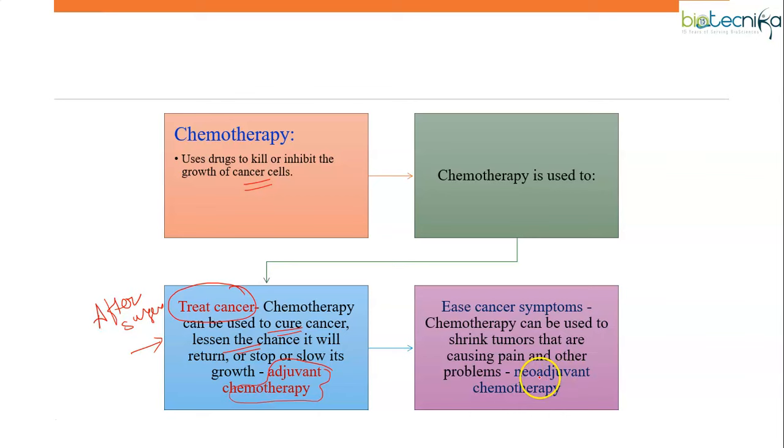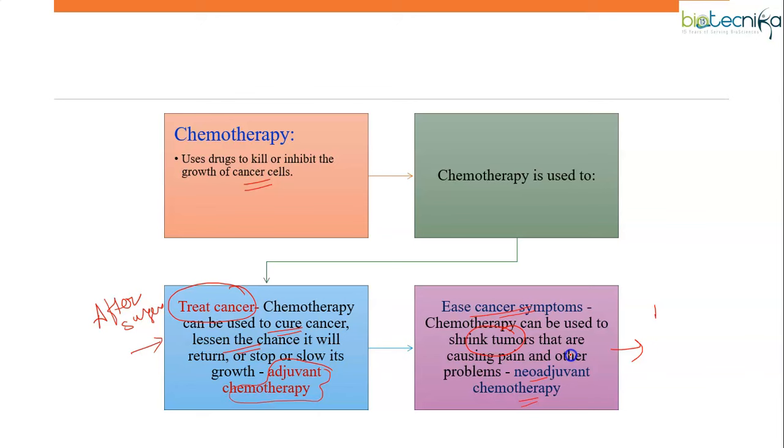On the other hand, neoadjuvant chemotherapy is responsible for easing the cancer symptoms. Initially they will try to shrink the tumors that are literally causing the pain or other problems, and after that they go for surgery. Right. So here what happens? First, we are shrinking the tumor and then we are going for the therapy.